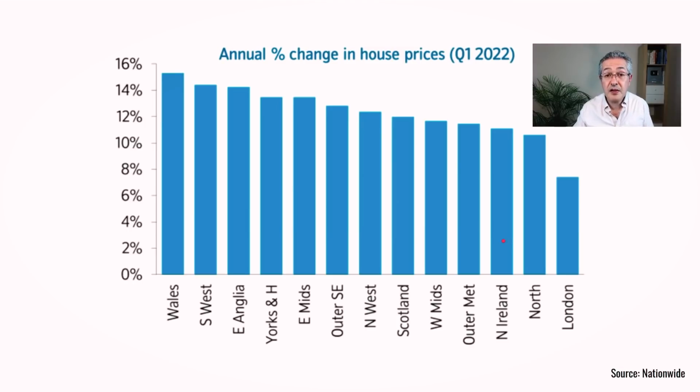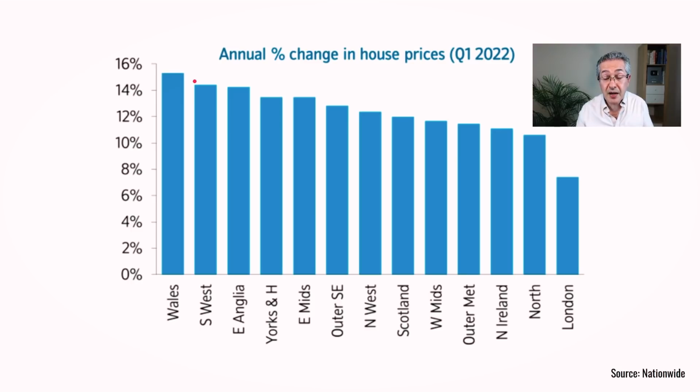Now, as usual in the UK, there's a massive difference between London and the rest of the country. And in this case, London prices have actually been growing much more slowly than the rest of the country. And I suspect valuation is behind that, because valuations as a multiple of earnings are much higher in London than they are in the rest of the country. In fact, the greatest growth in prices that we've seen over the last year has been in Wales.